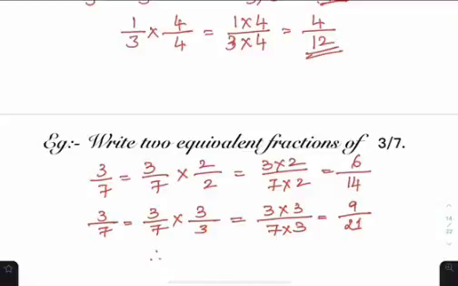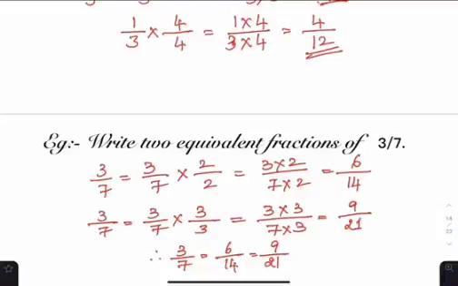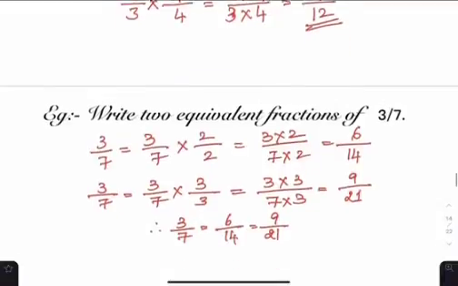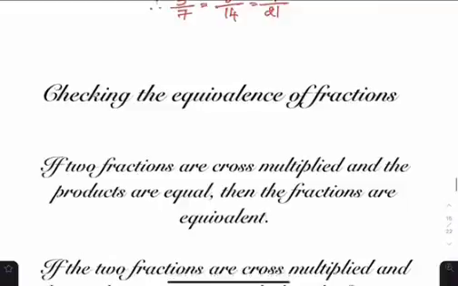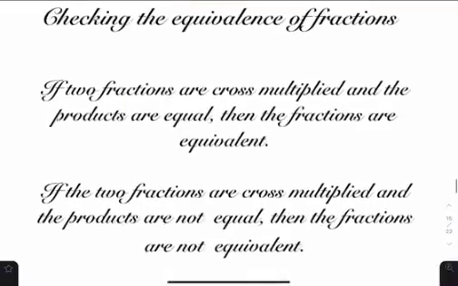Therefore, the equivalent fractions are 3 by 7 is equal to 6 by 14 is equal to 9 by 21. I hope all of you have understood, children. Now moving on. How do we check for equivalence of fractions? How do we check whether the two fractions which are given are equivalent fractions or not? There is a condition that we need to follow.